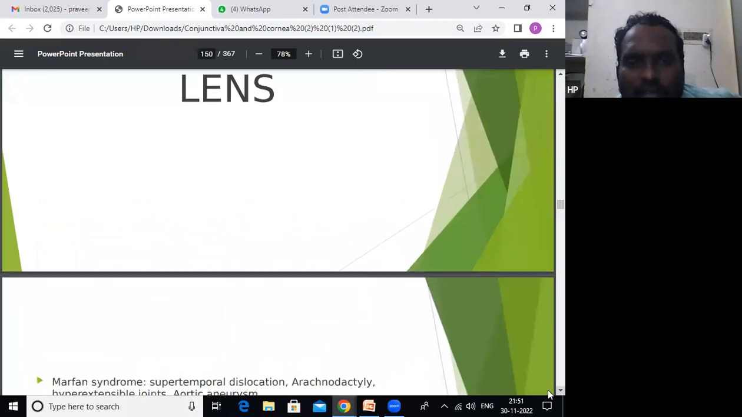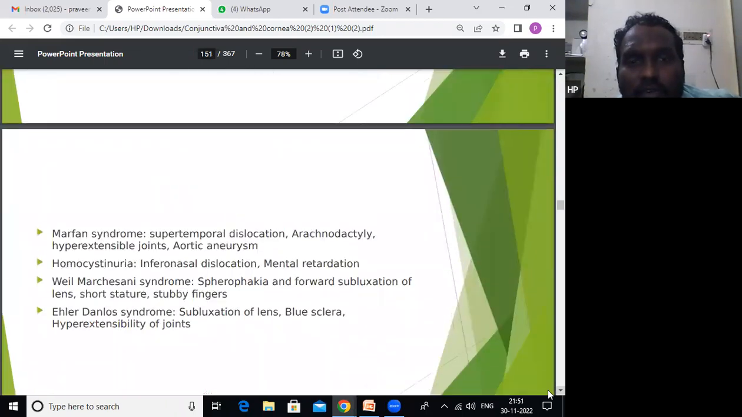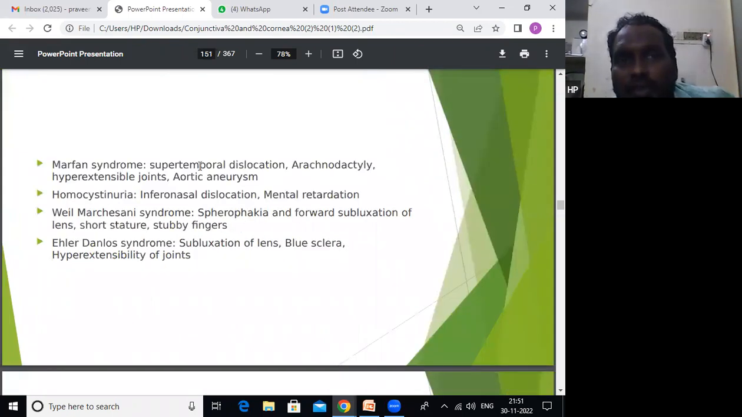Then we go to lens. So what type of subluxation occurs in Marfan syndrome? You have a supero-temporal subluxation. What type of subluxation in homocystinuria? You have an infero-nasal subluxation.